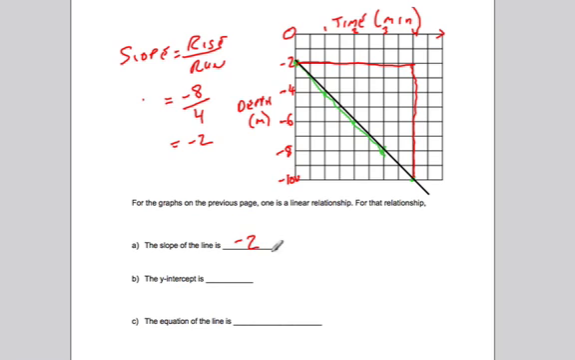And if you recall, that's the same as our first difference. Our y-intercept here is -2 as well. And so our equation then is y equals -2x minus 2.